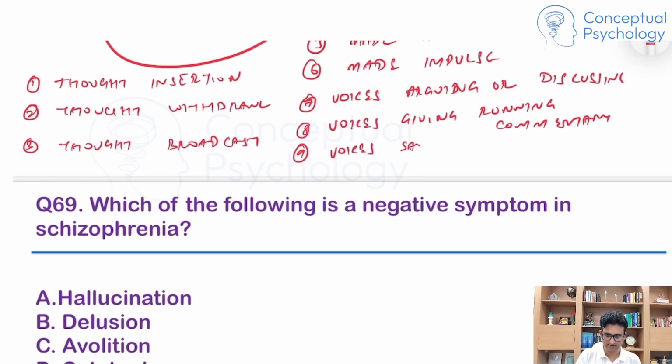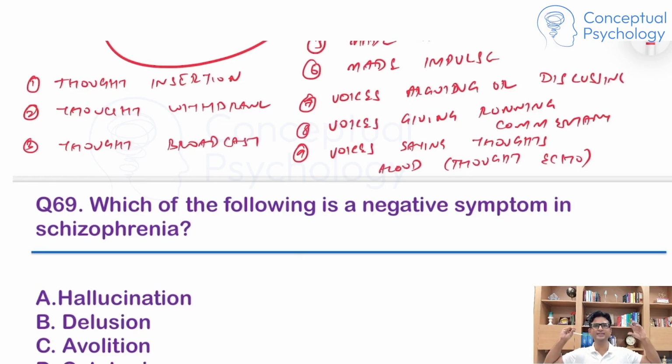And then there are voices saying thoughts aloud, also called thought echo. The patient says, whatever I think, a voice repeats it. For example, if I am thinking that after the lecture I will have a good meal, I hear the voice say, after the lecture I will have a good meal. Whatever I think, I hear the same. So how many have I covered? Nine. We remember that there are 3 thought phenomena, 3 made phenomena, and 3 auditory hallucinations.